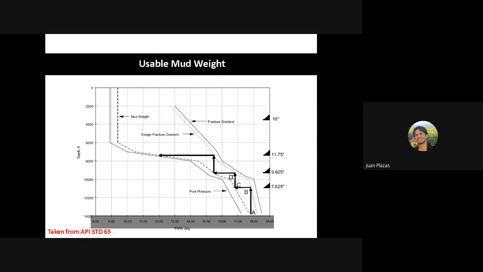The information of the working window will be found in the well program. The well program gives you all the information about the working window, and when you should have the mud weight and by how much will be the minimum and how much will be the maximum mud weight. So if you want to know what is the minimum and maximum mud weight for a specific section, just go to the well program.